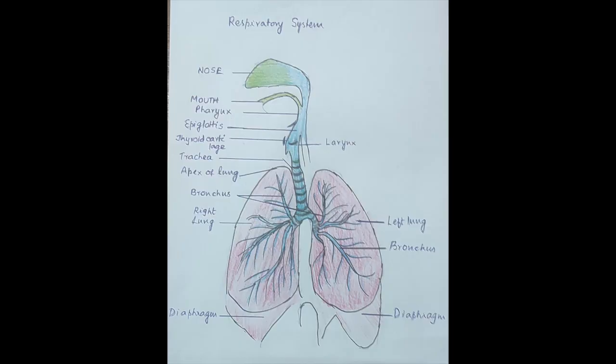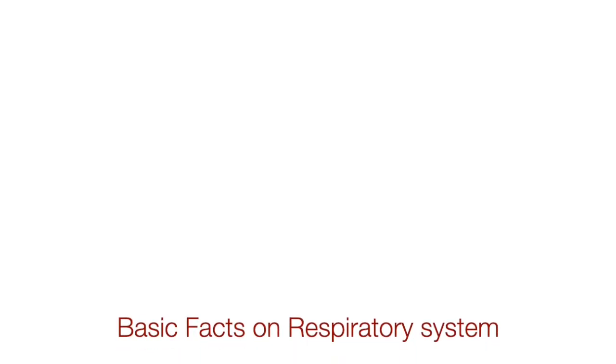In this picture of the respiratory system, you see the nose, mouth, pharynx, larynx, trachea, the bronchus, and the two lungs. Basic facts on respiratory system.